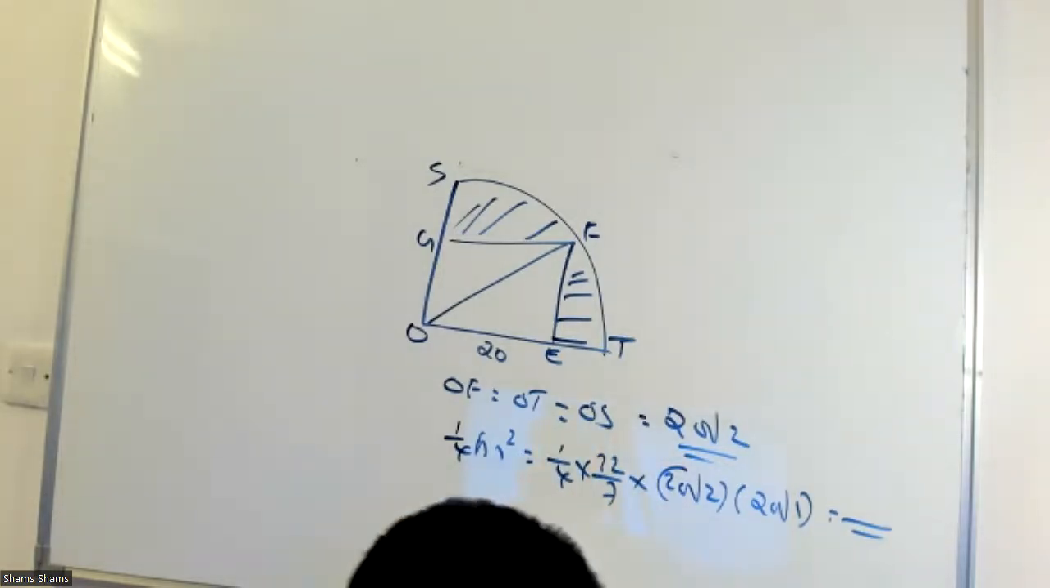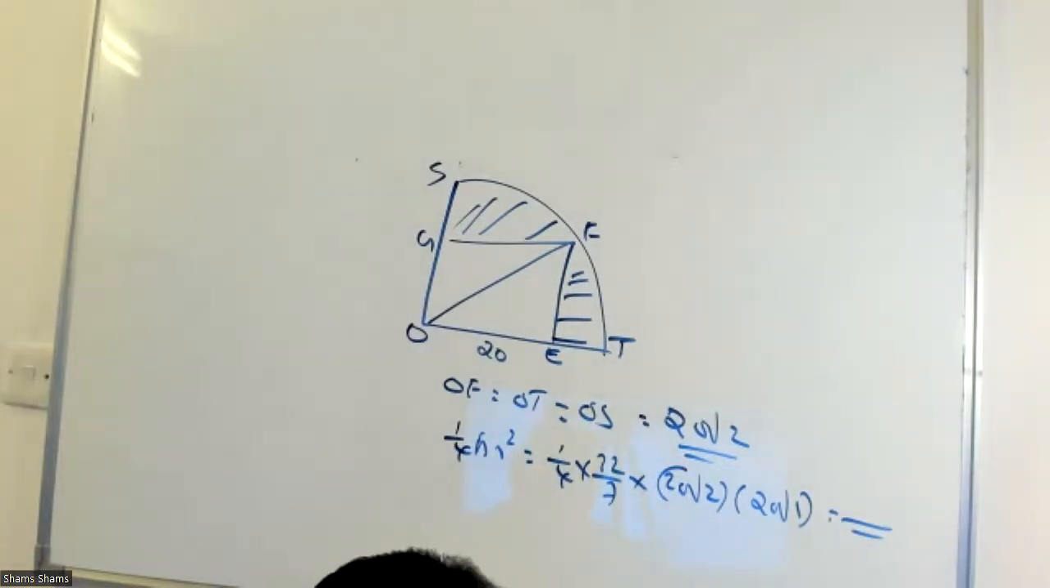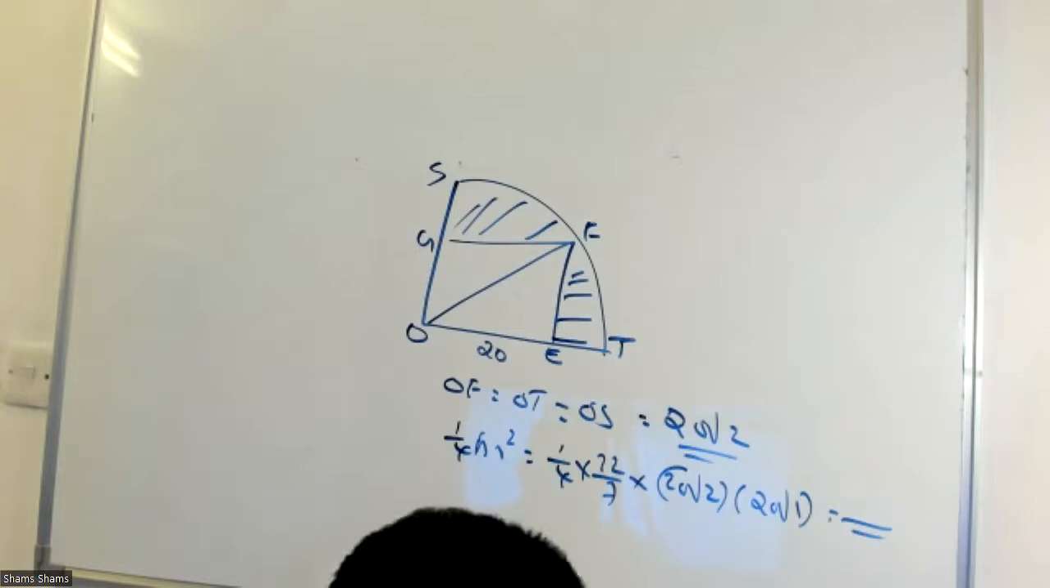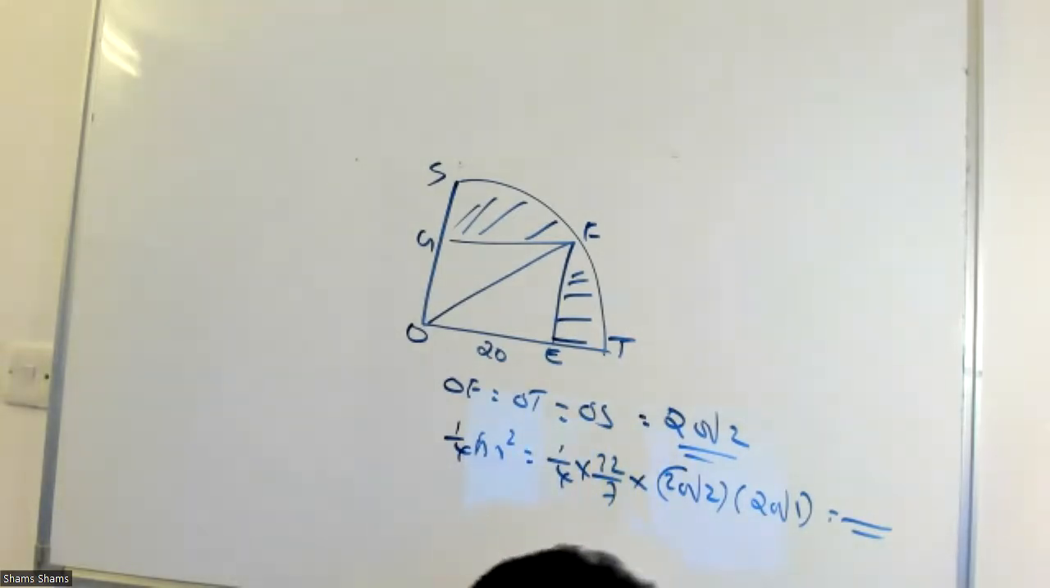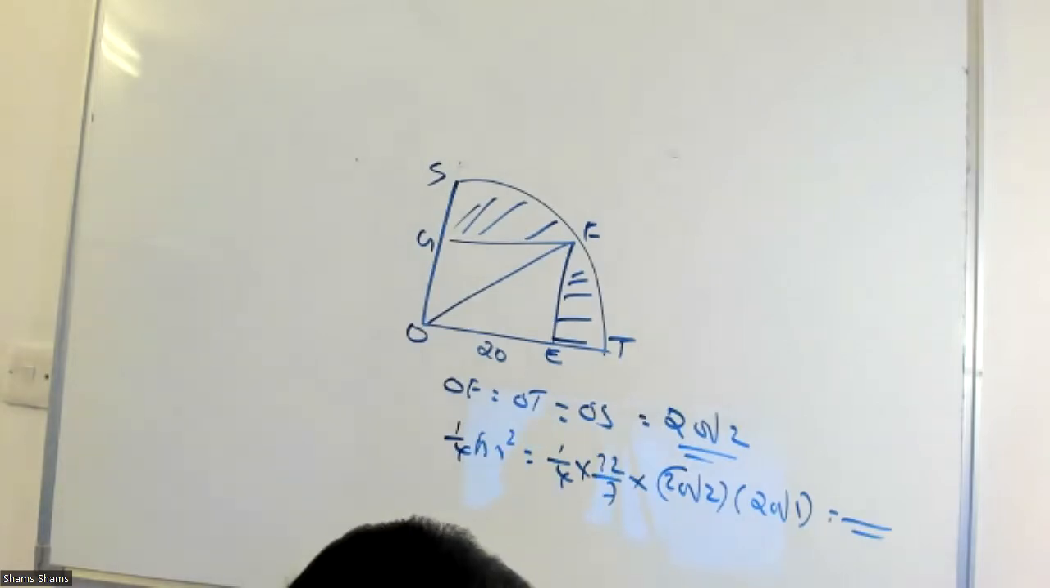Answer is, let me check, question 22 answer. I think 228, right? 228. If it is 3.14, it will be a clean answer. Okay, anyway, no problem.